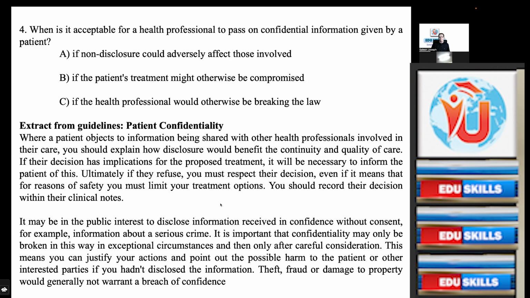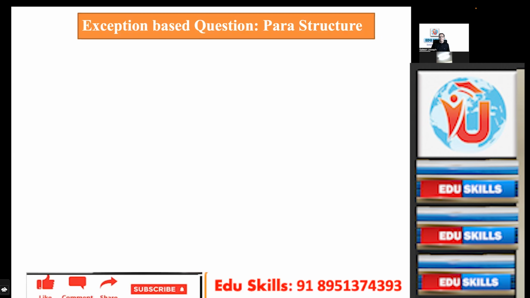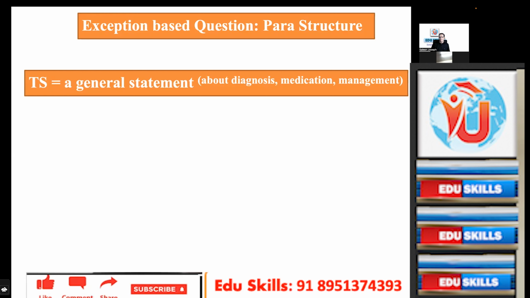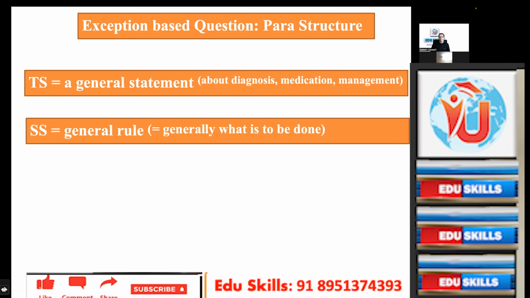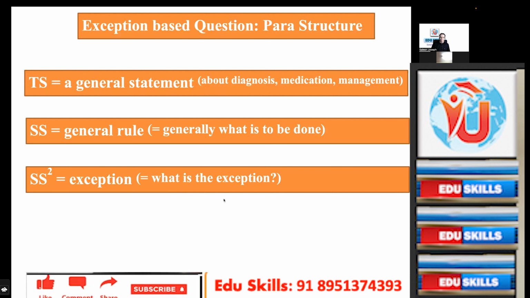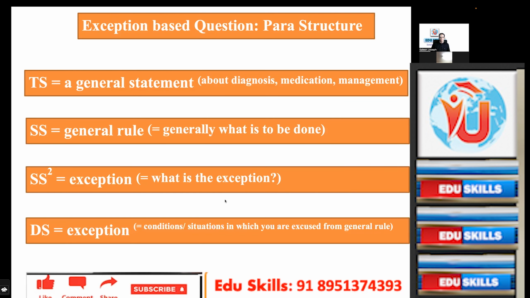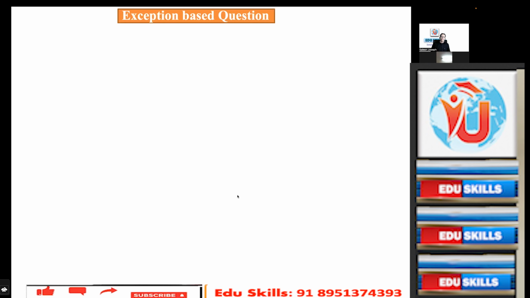You see the structure of exemption-based questions, the paragraph structure. Topic sentence: a general statement about diagnosis, medication management, or anything. Confidentiality, breaking confidentiality, anything can be the topic. And then you have the general rule, generally what is to be done. Then you have the exception. Then you have a topic sentence saying exception, the conditions or situations in which you are excused from the general rule. And in the exception-based question, I said the fourth part, the last portion, will have the answer. That is, one of the conditions or situations in which you are excused from the general rule will be the answer. That was already dealt with.